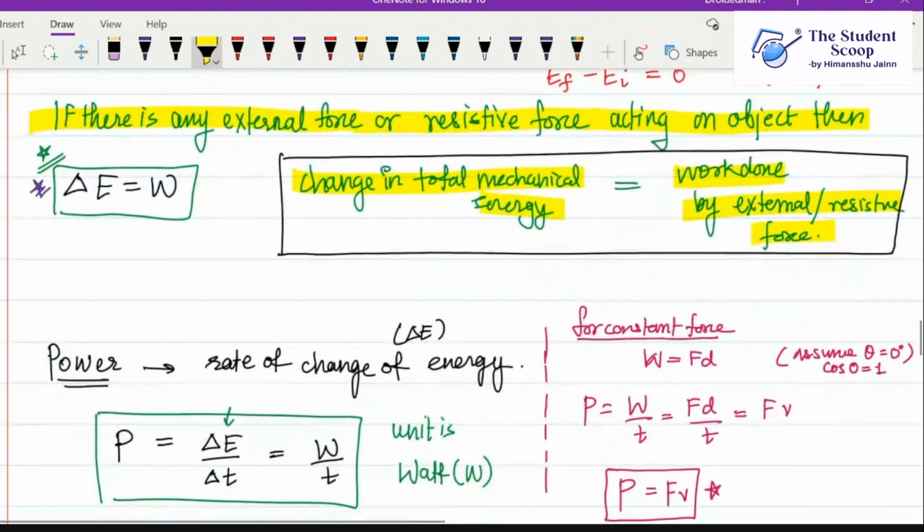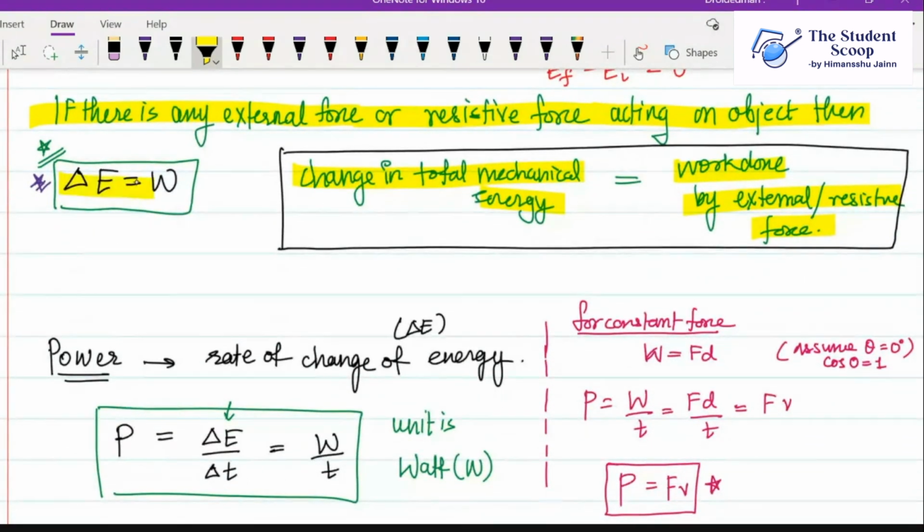Another thing, and this is a very important part of this entire chapter: if you read a question and identify that there is some kind of external force or resistive force involved, then always see what the change in energy is, final minus initial. Always take final minus initial, and then you will get the answer.